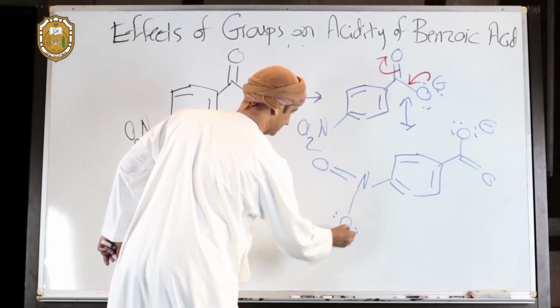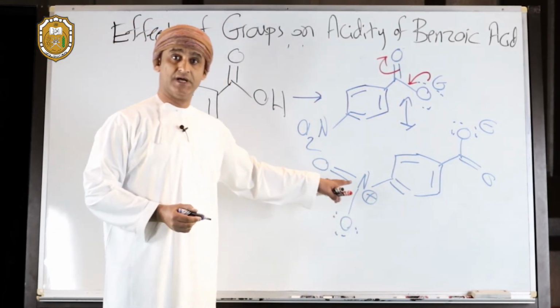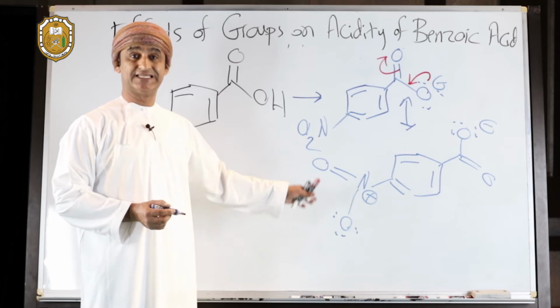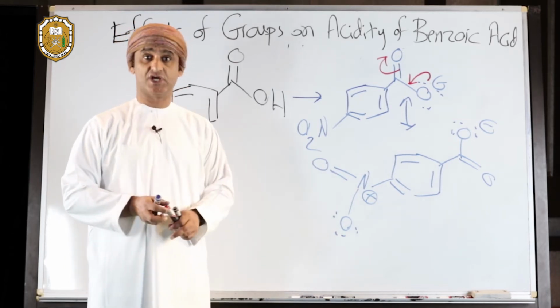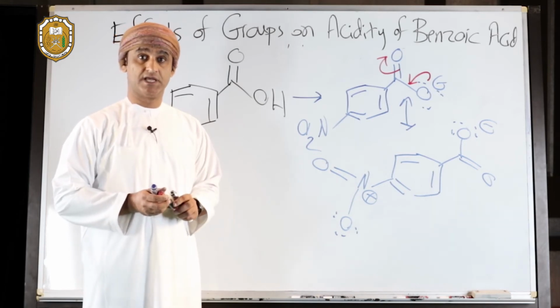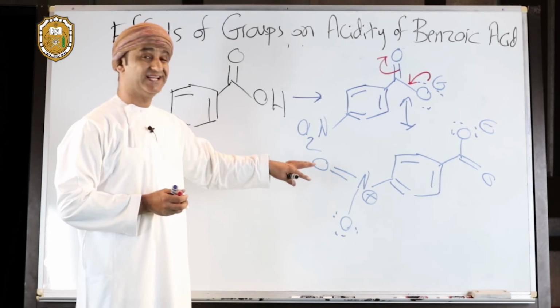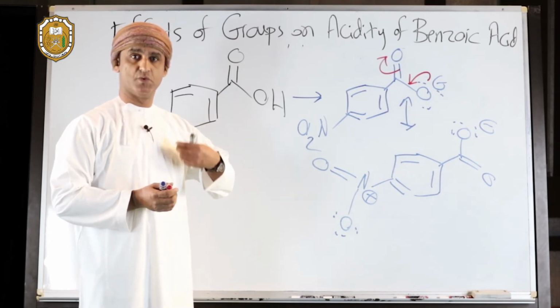And remember, the nitrogen in the nitro group has a double bond with one oxygen and a single bond with another oxygen. Nitrogen has a positive charge again, because its formal charge is plus 1. So it's an electron withdrawing group, obviously by resonance. So let's make it withdraw.